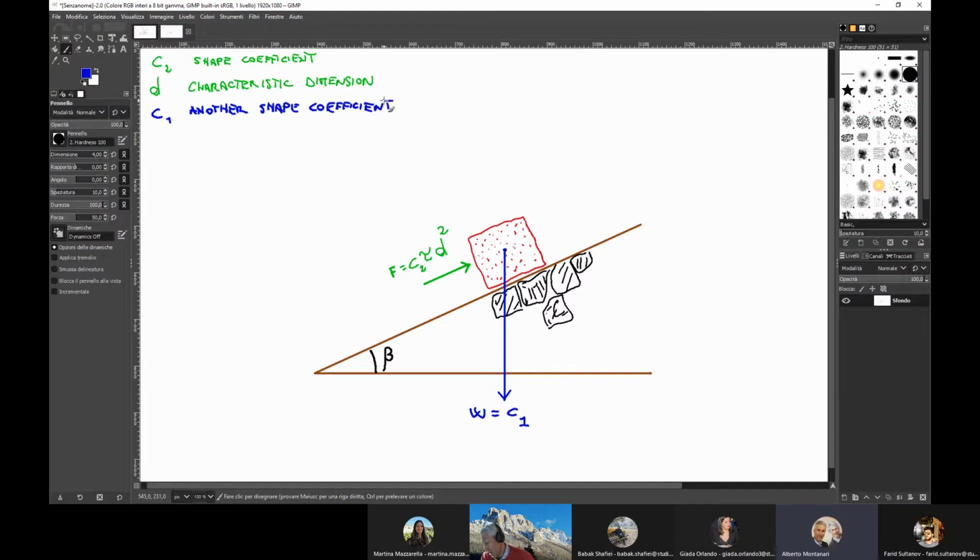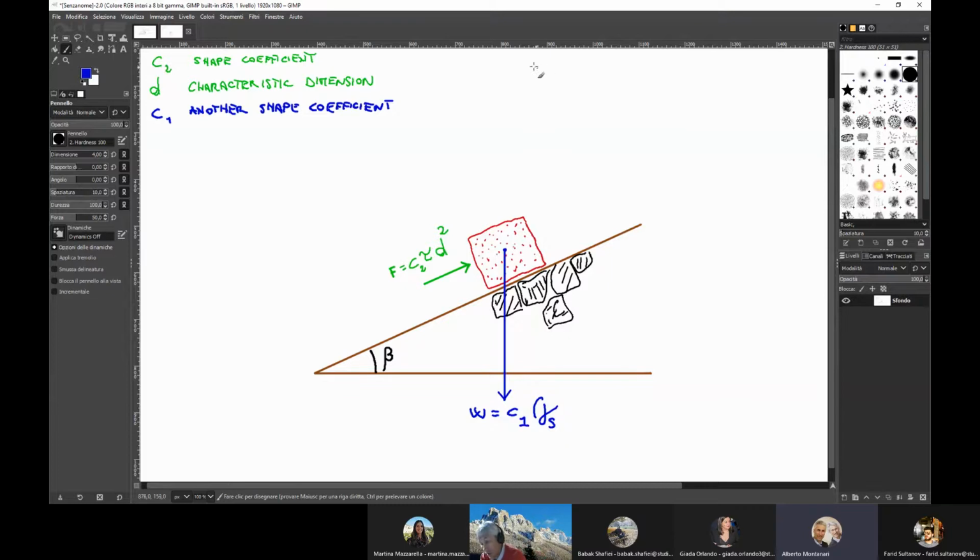Good. This shape coefficient multiplied the specific weight of the unit. If it's a rock unit, the specific weight may be something like 2,500 kilogram force per cubic meter.